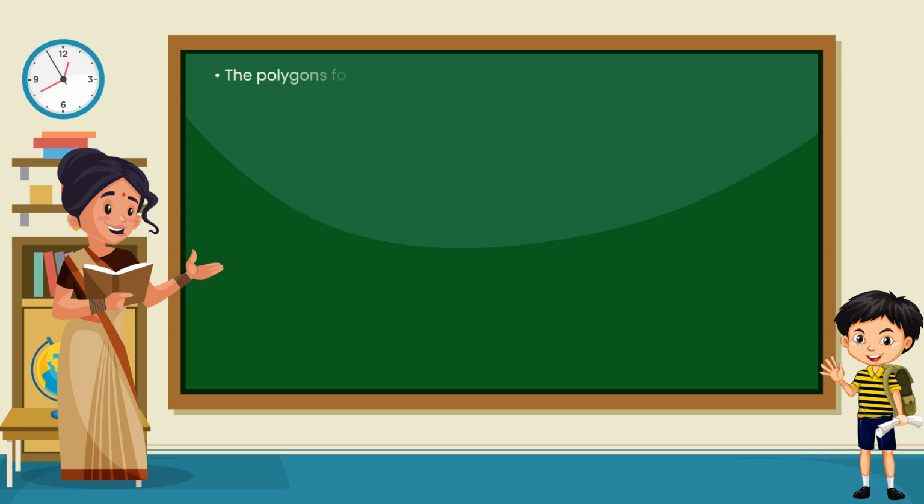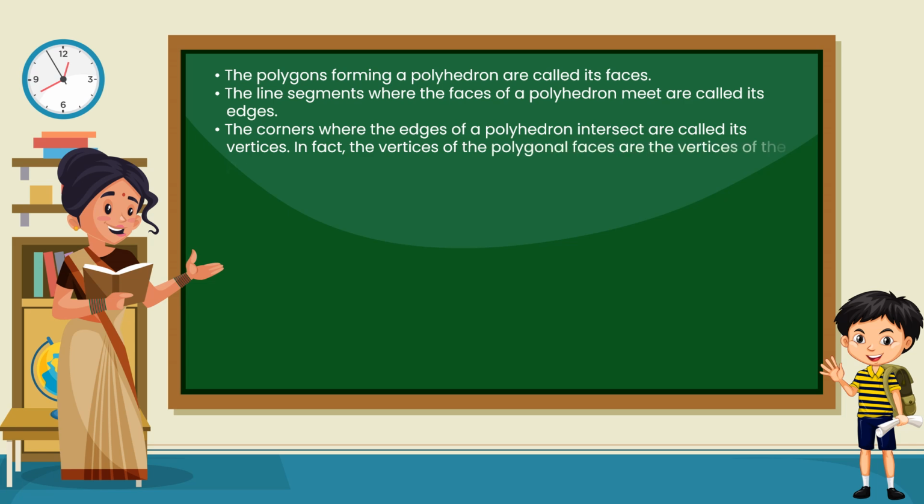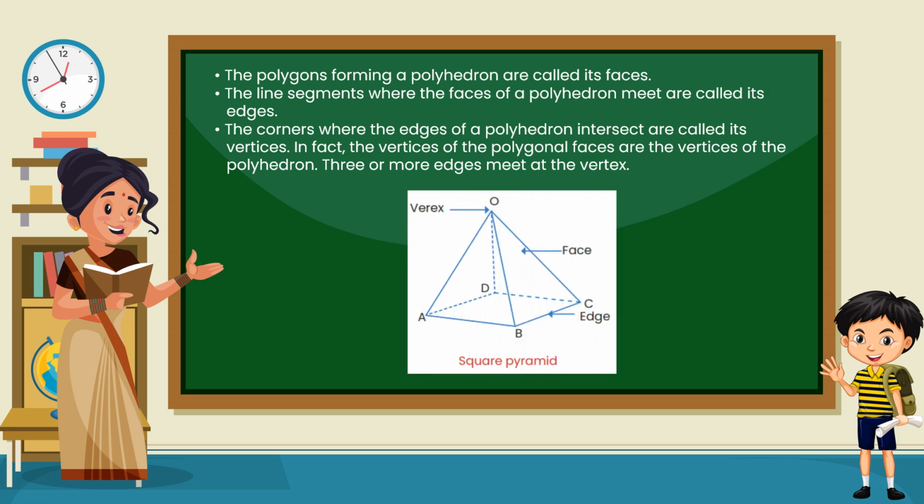The polygons forming a polyhedron are called its faces. The line segments where the faces of a polyhedron meet are called its edges. The corners where the edges of a polyhedron intersect are called its vertices. In fact, the vertices of the polygonal faces are the vertices of the polyhedron. 3 or more edges meet at the vertex. Square pyramid.